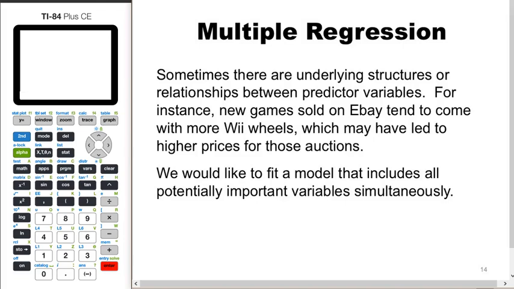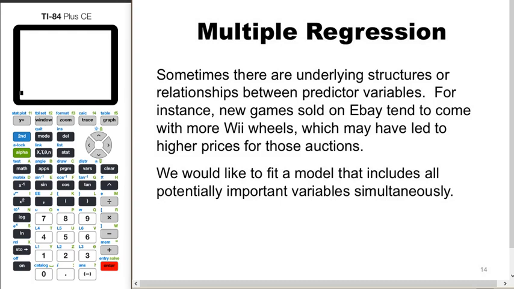Sometimes there are underlying structures or relationships between the predictor variables. For instance, new games on eBay tend to come with more Wii wheels, which may have led to the higher prices. So it may not necessarily be because the game was just new. It may be because they had more stuff with it, more wheels.